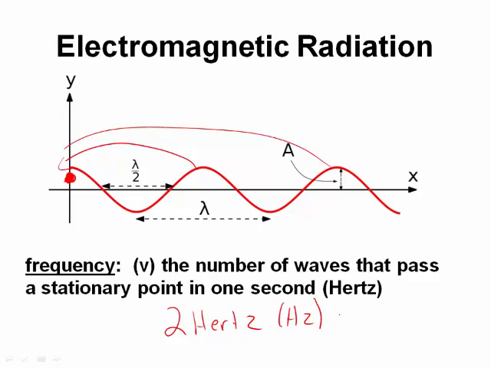We also can write this as 1 over seconds, or s to the negative 1 for our units. So you can write it as 2 hertz, like you see here. Hertz can be abbreviated as far as unit-wise as Hz. We also can see that as 1 over s, 1 over seconds, or the inverse seconds, or s to the negative 1 for our units on frequency. But again, it's the number of waves that pass that stationary point in a second.